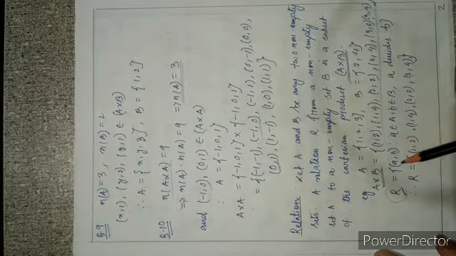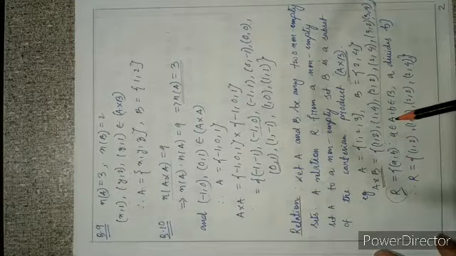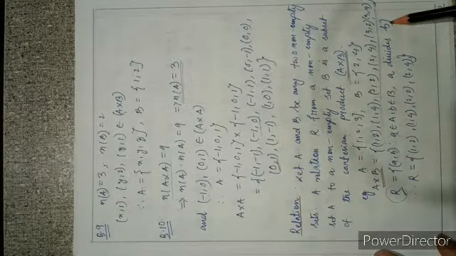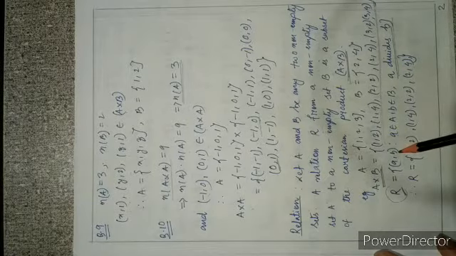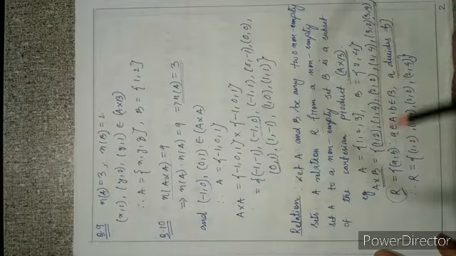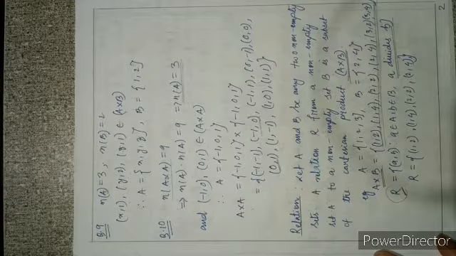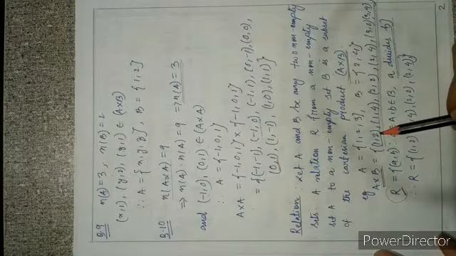R is the set containing ordered pairs (a, b), where a belongs to set A, b belongs to set B, and a divides b. Here a divides b means the first component divides the second component. Select all the ordered pairs in which the first component divides the second component.